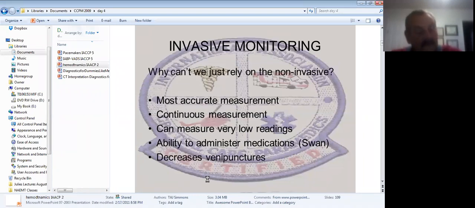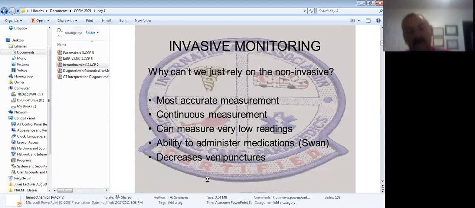So the question always comes up, can't we just rely on the non-invasive monitoring systems that we've used to manage patients? And the answer is most of the time, 90% of the time, 95% of the time, actually probably more than that, non-invasive monitoring is very accurate. And so it is a good thing to use, and we use it in most patients. The reason invasive monitoring is there, and the reason that we have it in our protocols and we have it on our aircraft and we practice so often with this stuff, is that it's by far the most accurate measurement.